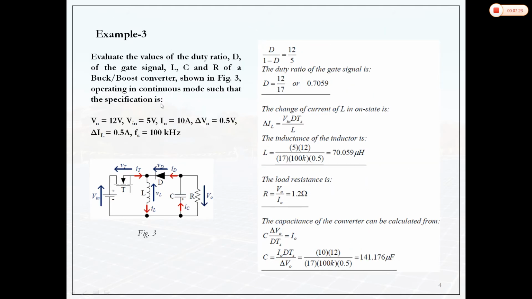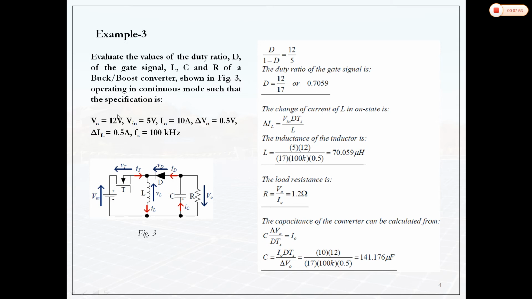Now this is the third example. We have one buck boost converter which has these parameters. We have to evaluate the duty ratio, L value, C value and R value. So the duty ratio is straightforward. We know the output-input relationship for this buck boost converter, which is given by D upon 1 minus D, and that will be equal to VO upon V in.